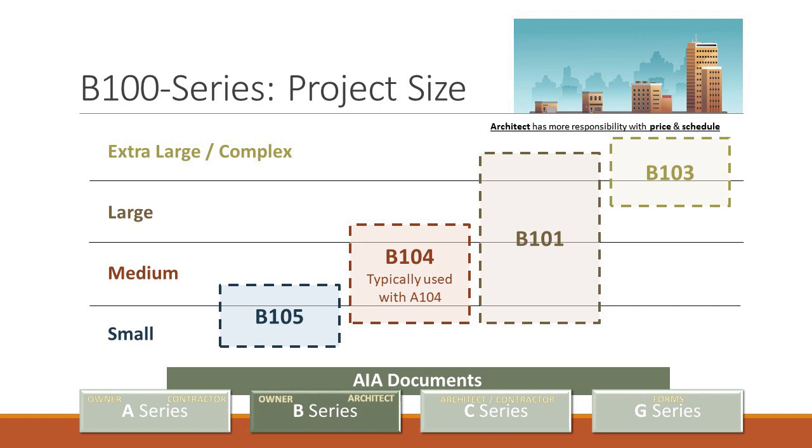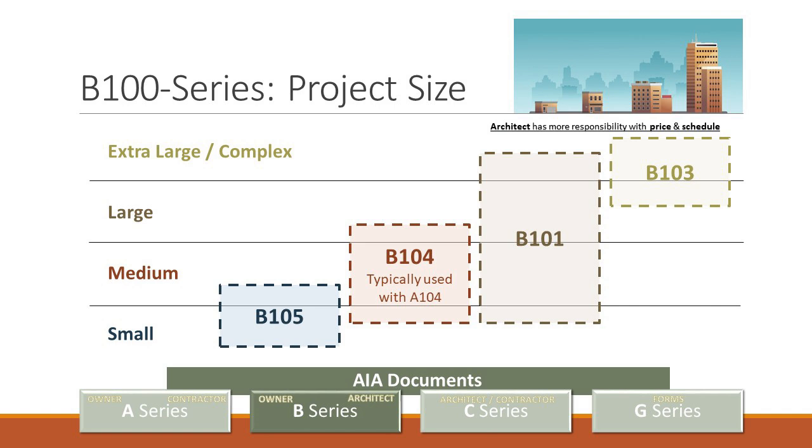So the B104 is going to be used most often when you're using the A104. It doesn't have to be, but mostly. And that's going to be for medium-sized projects. So it's kind of the second most used. And then finally, the B103 are for extra large and more complex documents and projects.